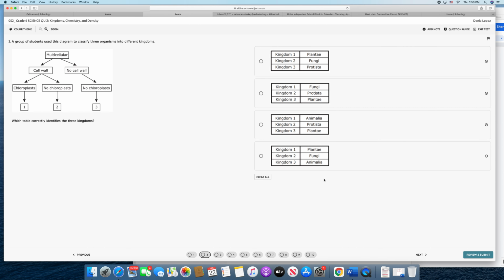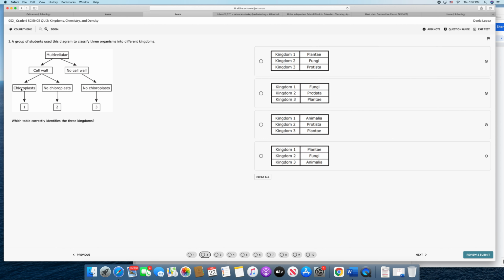The next question is a chart. So this one, you're going to need to analyze a chart. A group of students use a diagram to classify 3 organisms into different kingdoms. We're looking for something that is multicellular. So for the first one, it's multicellular. It has a cell wall and it has chloroplast. Chloroplast is the thing that is created once you make your own food. So we're looking for a multicellular organism that has a cell wall, and it's an autotroph.